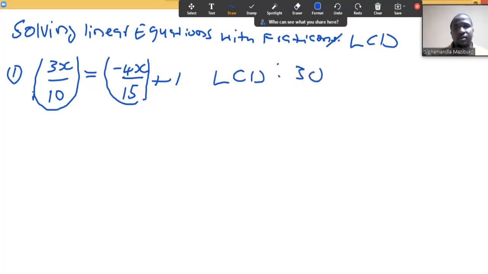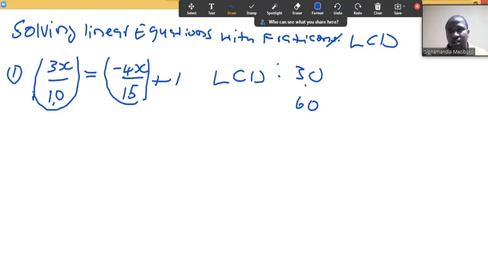Why 30? Because 15 can go into 30 without a remainder, and 10 can go into 30 without a remainder. There are lots of numbers that both denominators can go into without a remainder, but we're looking for the lowest one. For example, 60 is also a common denominator, and so is 90, but we're looking at the lowest one, which is 30 in this case.